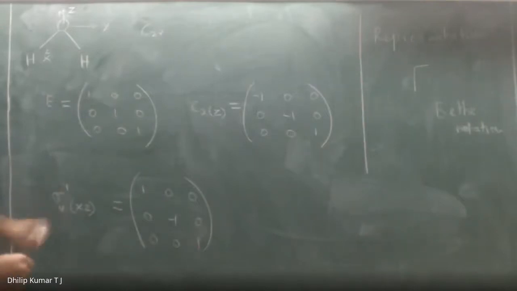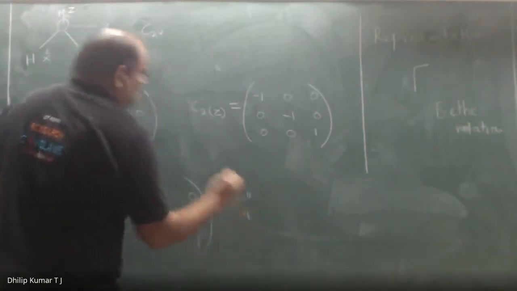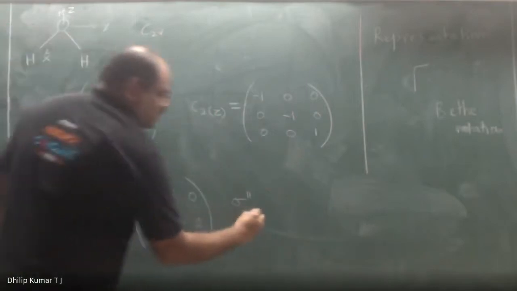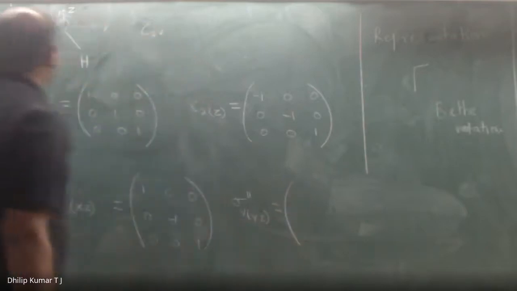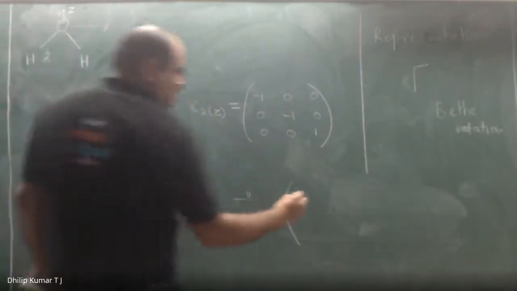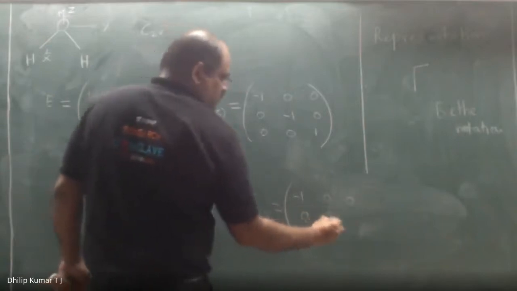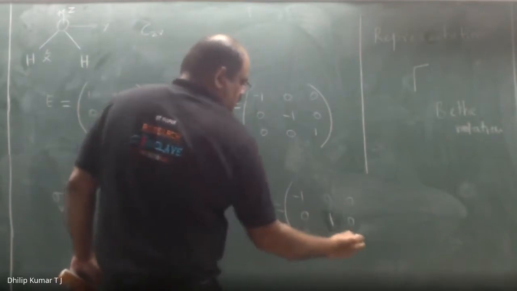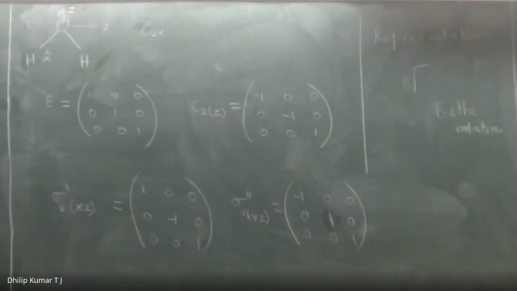So this is sigma v prime. Now I write sigma v double prime, which is placing the mirror on the yz plane. If I place it on the yz plane, x will become -x, y will remain the same, no change, and z is also going to be the same. Okay, so now I have the matrix elements.